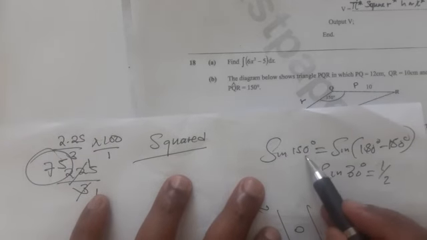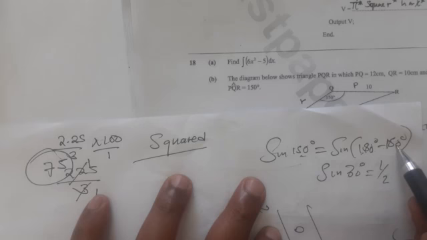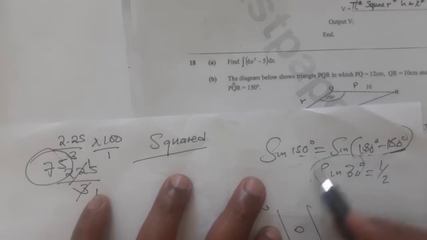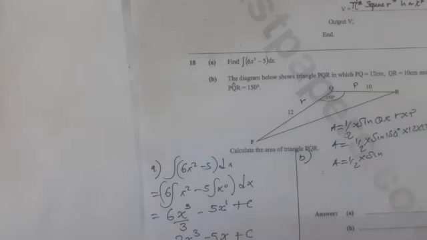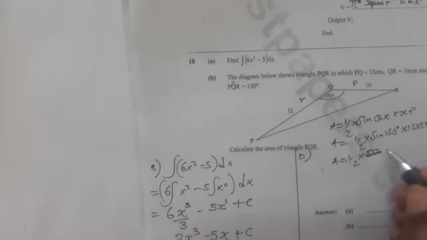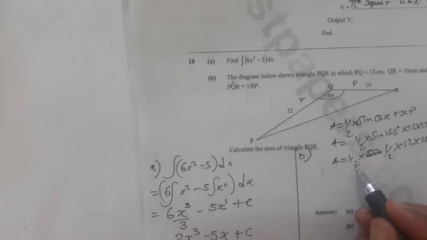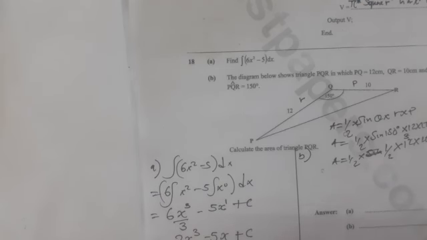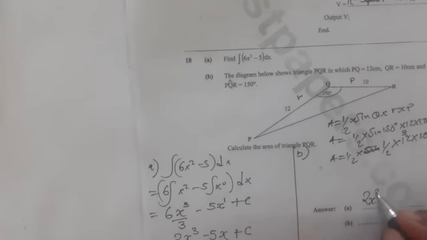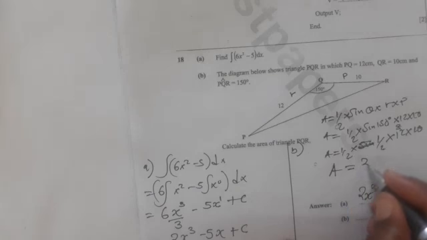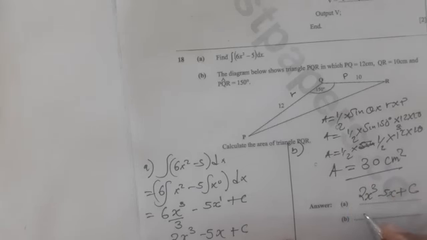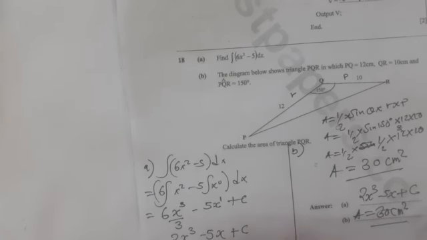Take note, we are saying sine 150 is the same as sine of 180 minus 150, which is sine what? 30, and sine 30 is half. Alright, so here I can just write half by 12 by 10. 2 by 2 is 4, 4 into 12 is 3, 3 by 10 is 30. So here we needed to write the answer 2x to the power 3 minus 5x plus c. Here we are saying our area is what? 30 square centimeters. Alright, so we say A is 30 square centimeters. That is our answer. Alright?